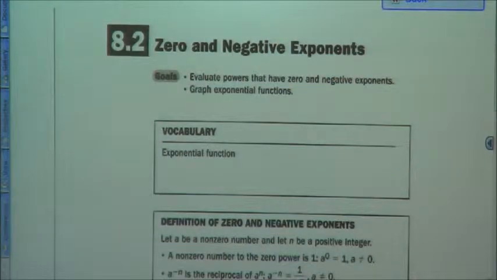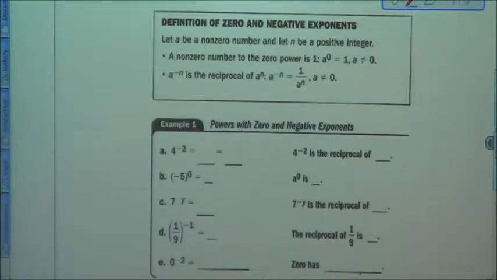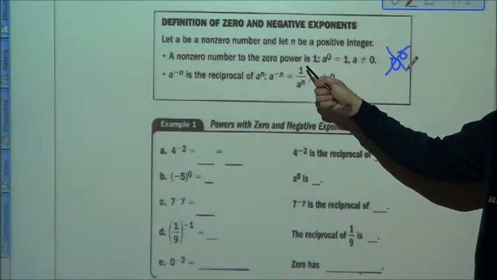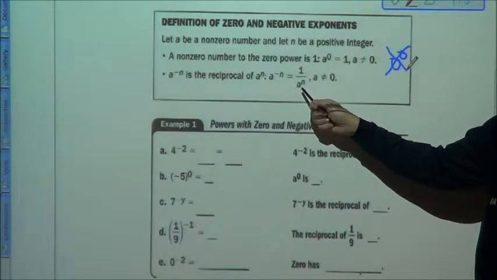All right, 8.2, 0 and negative exponents. The definition of 0 and negative exponents says let a be a non-zero number and let n be a positive integer. A non-zero number to the 0th power is 1. A to the 0th equals 1 as long as a is not 0. So you don't do 0 to the 0th power. Okay? And then a to the negative n is the reciprocal of a to the positive n. So a to the negative n equals 1 over a to the positive n. And again, a can't be 0 because you can't have 0 in the denominator.